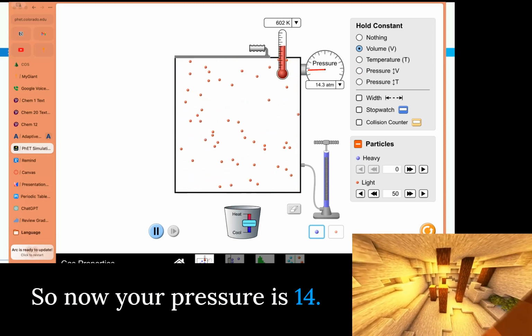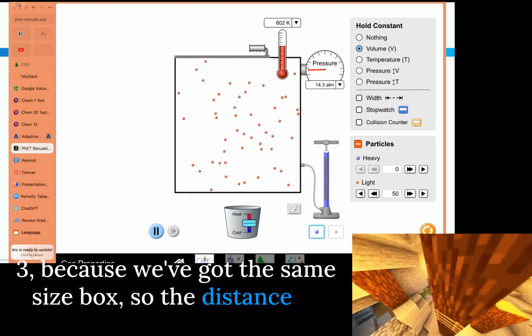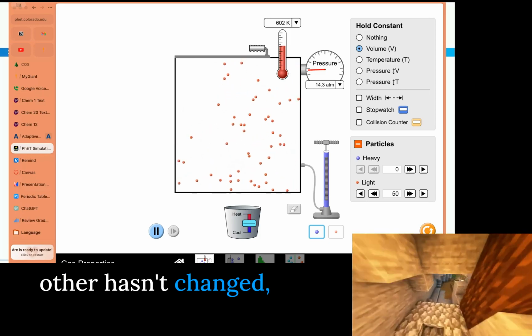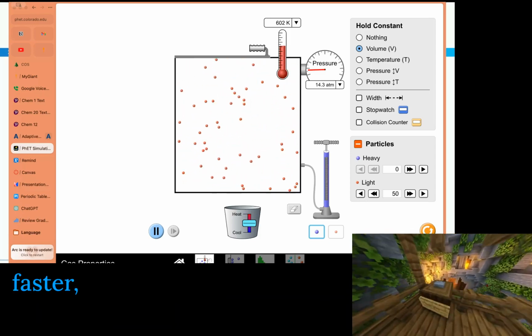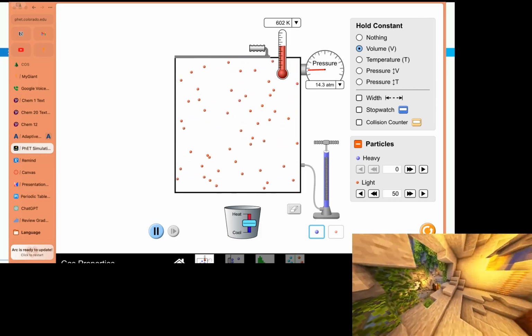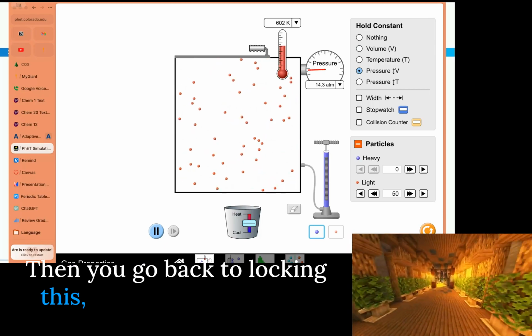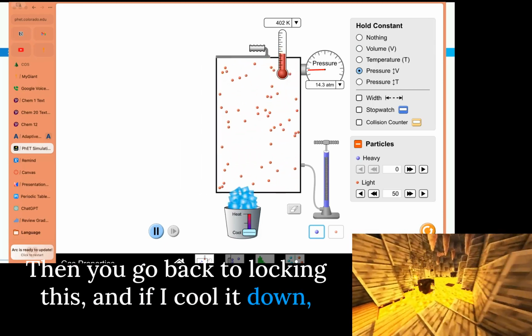So now your pressure is 14.3 because we got the same size box. So the distance to travel from one side to the other hasn't changed. But since they're moving so much faster and colliding with more energy, that's a higher pressure. And you go back to locking this. And if I cool it down, the pressure doesn't change.